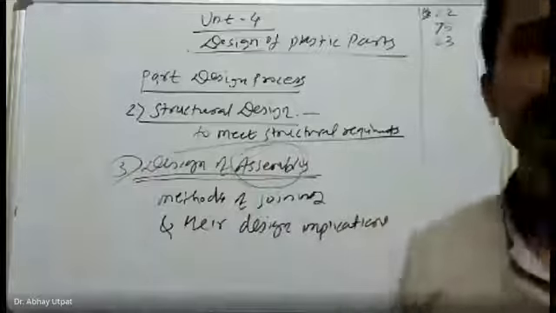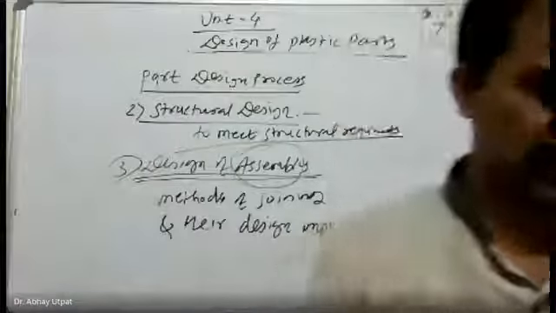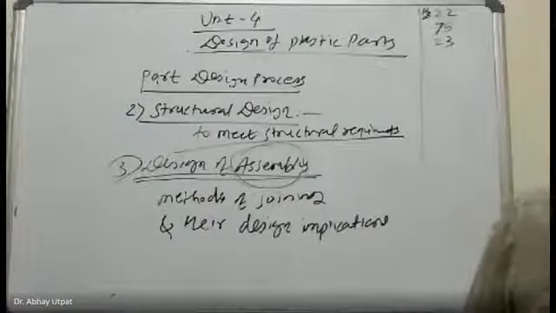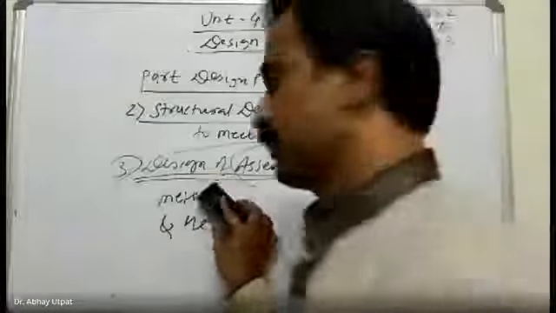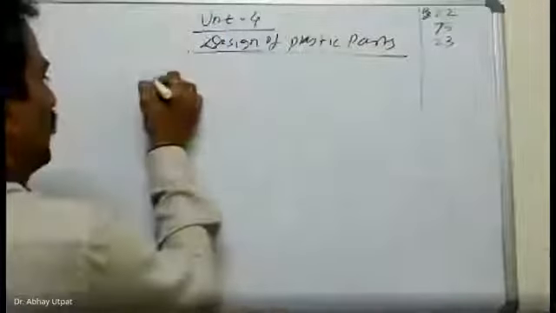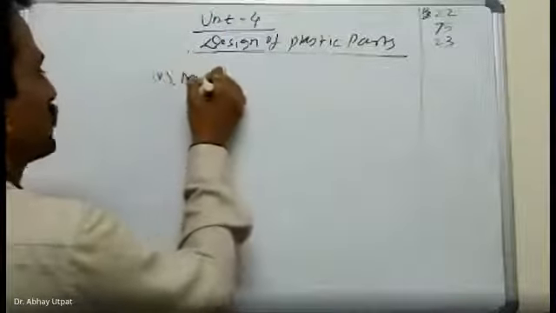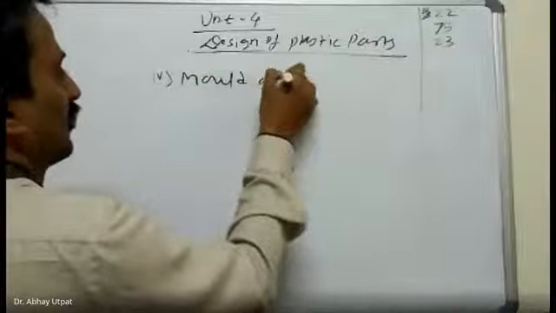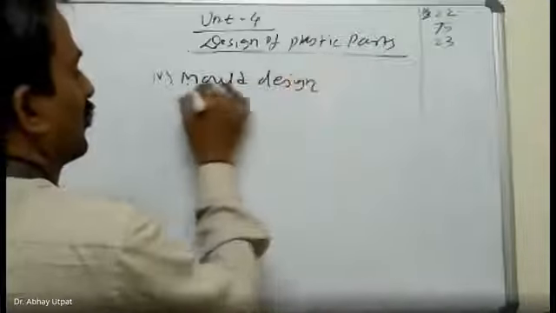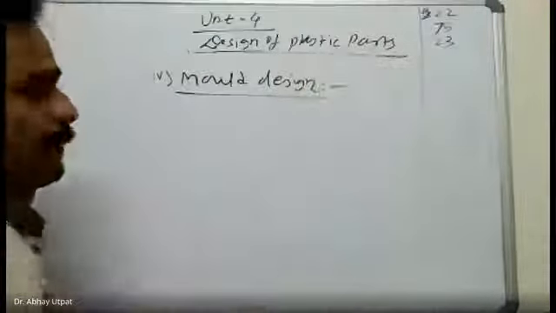And the last aspect is very important in part design. You can say it is the heart of design. The fourth aspect is the heart of the design process, and that is mold design. Very important thing, friends.